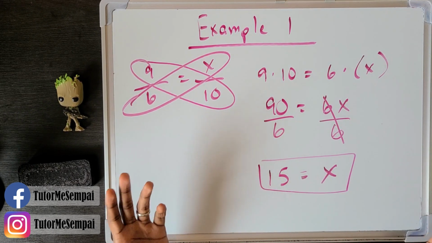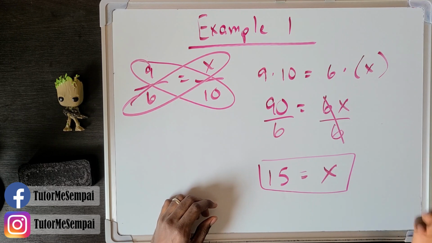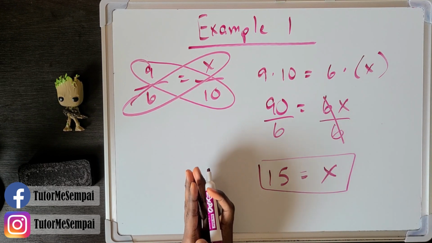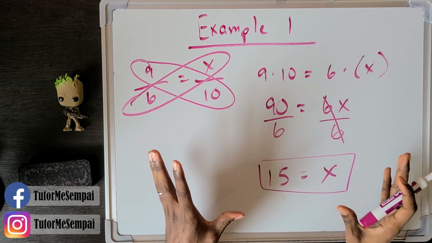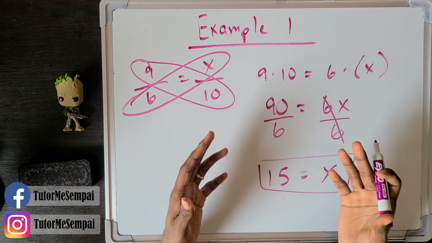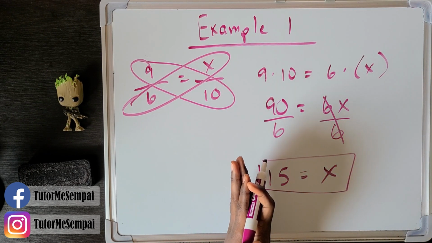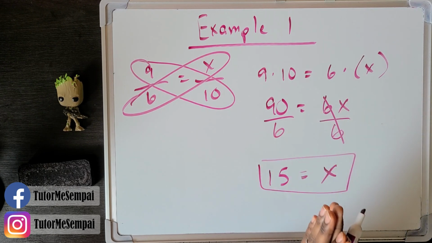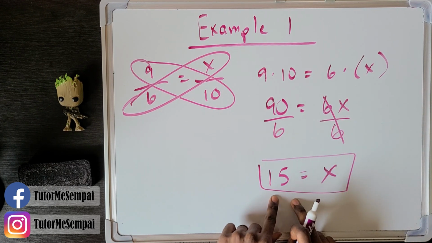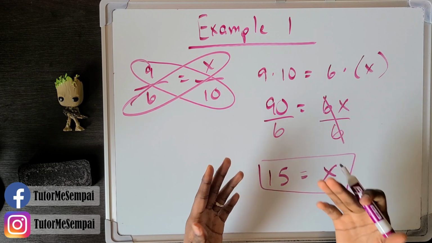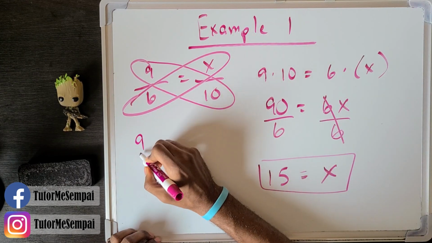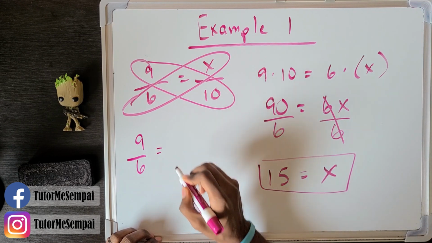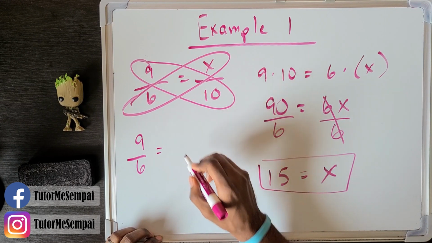Now, I always recommend checking your work. It doesn't hurt to plug things in to make sure that it really does work. You don't want to mess up your math somewhere, not catch it, and then put your answer down thinking you have it correct. So take this X, plug it in, and make sure we get the same thing. So we're going to start with our proportion. We have 9 over 6 equals, what is X? Well, we said it's 15.